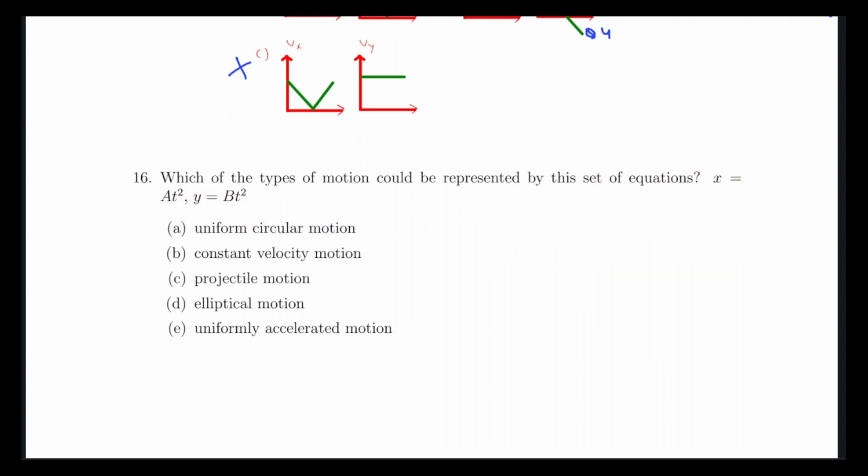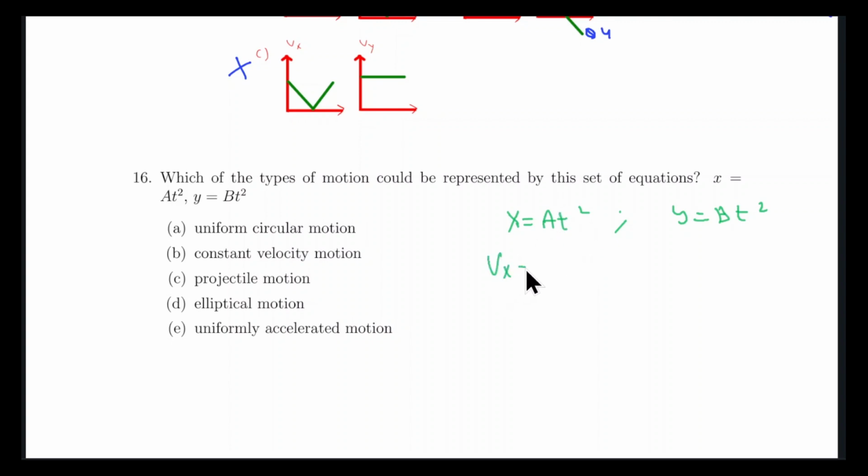So that's parametric equations. Okay, x is at square and y is bt square. I'm thinking to take the derivative and find the acceleration, because I'm feeling that if I take the double derivative, then this acceleration will come out to be constant.